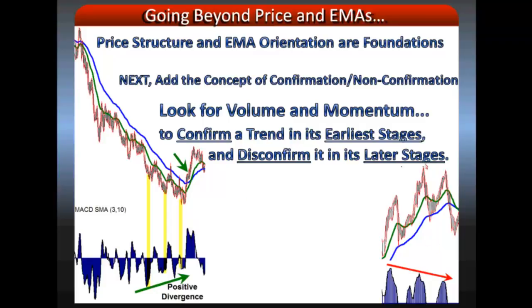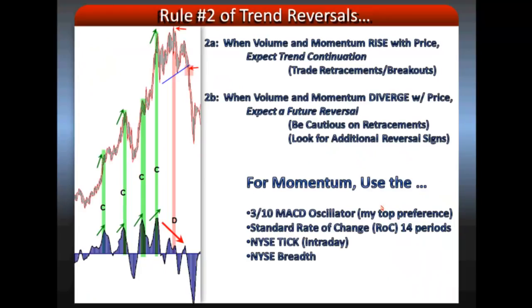So number two, well actually 2A, 2B, volume and momentum. We'll talk about this later, but volume is just the volume. You can use rate of change, you can use other things for momentum, but volume is just the flat out raw volume. You can use on balance volume, but why make it complex? Just look at volume itself. And as momentum rises, boom, boom, boom, you're seeing new price highs confirmed, which is what the C stands for, by the momentum highs. That signals odds favor continuity.